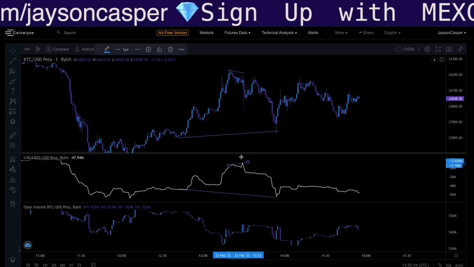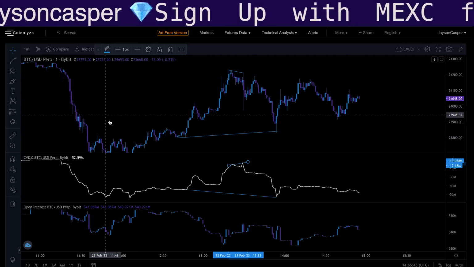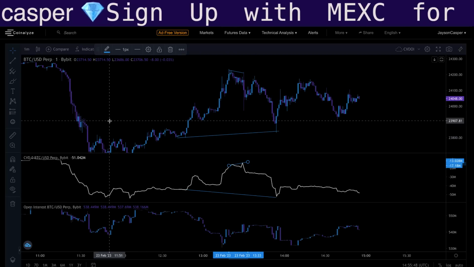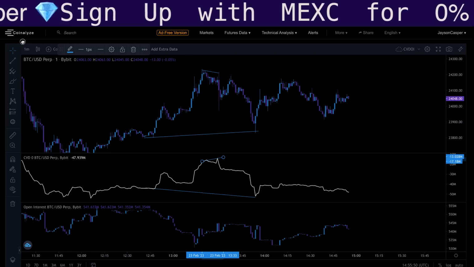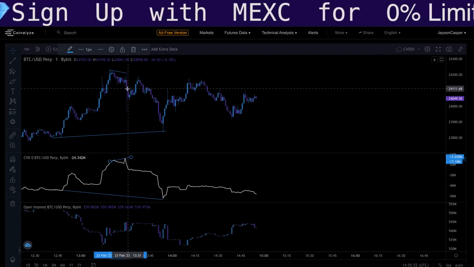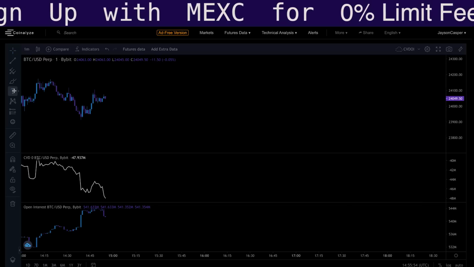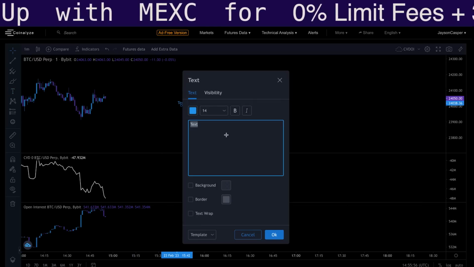So the market is basically moved by buyers and sellers. If there's more buyers than sellers, the price will go up. If there's more sellers than buyers, the price will go down, right?